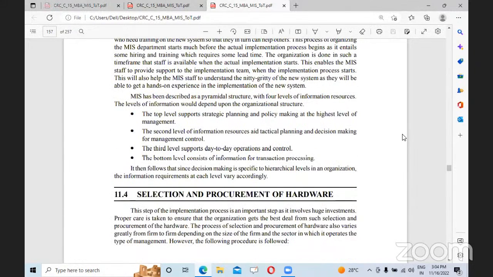MIS has been described as a pyramidal structure with four levels of information resources. The levels of information depend upon the organizational structure. The top level supports strategic planning and policy making at the highest level of management. The second level aids tactical programming and decision making for management control. The third level supports day-to-day operations and control. The bottom level consists of information for transaction processing, which, as we already discussed in previous classes, can be done using this method.